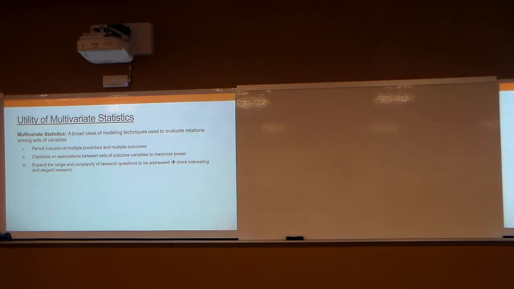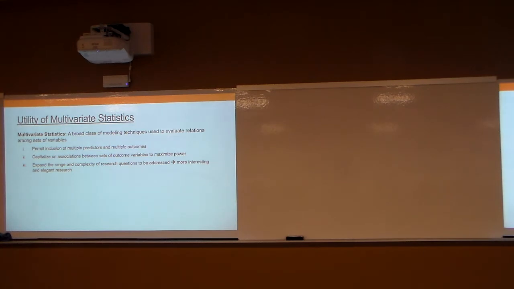So one, we can start to include more variables in, right? Anybody point me in the direction of any psychological phenomenon that's based on two variables? No, people are way more involved than that, right? There's a lot more going on. So we want to have models that start to incorporate multiple different factors. Multivariate statistics allows us to do this.